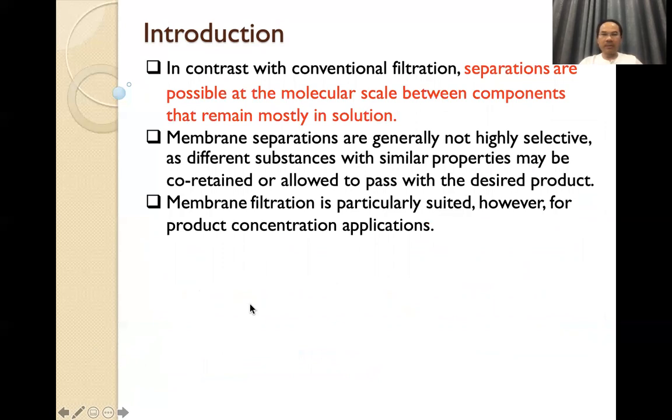Membrane is also used for separation, but it is selective. Membrane separations are generally not highly selective. Different substances with similar properties may be co-retained or may pass through with the desired product. Membrane filtration is particularly suited for product concentration applications.